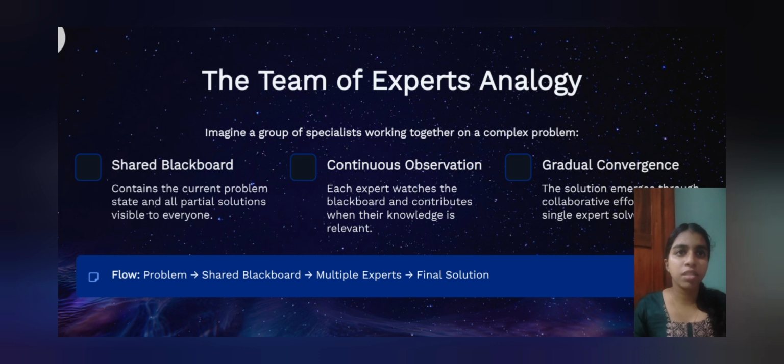No single expert is responsible for solving the entire problem. Instead, the final solution is achieved through the combined efforts of multiple experts. So, the basic flow is problem, then shared Blackboard, then multiple experts, and finally the final solution.